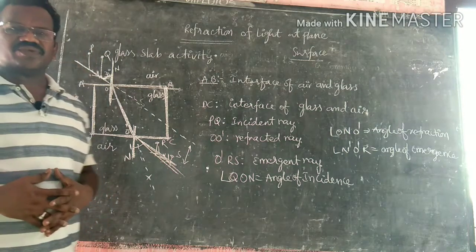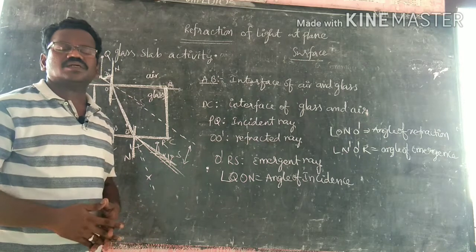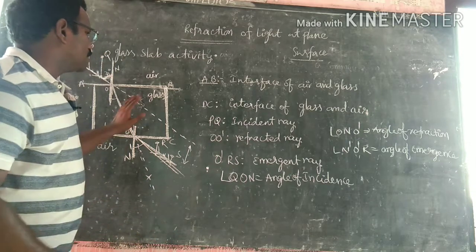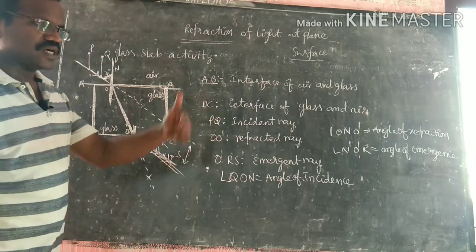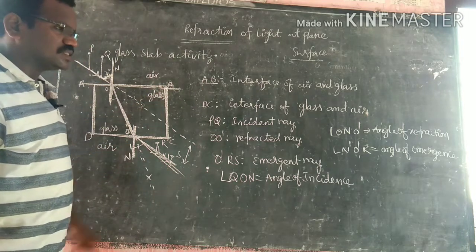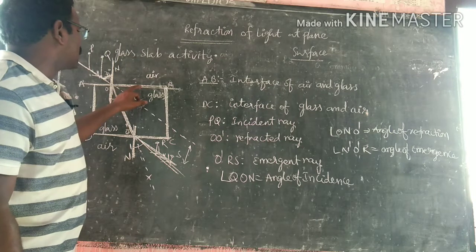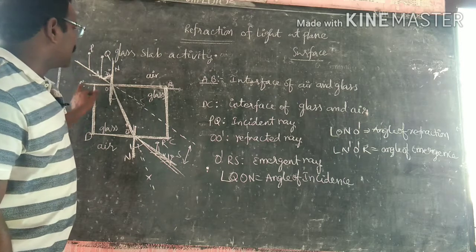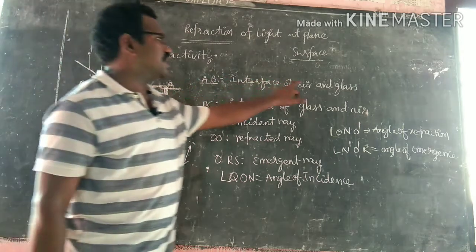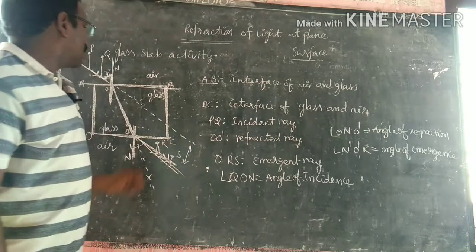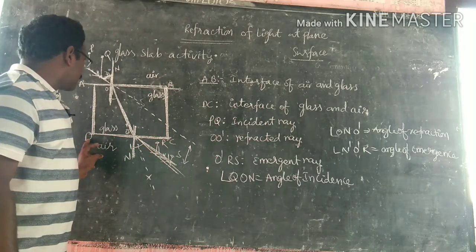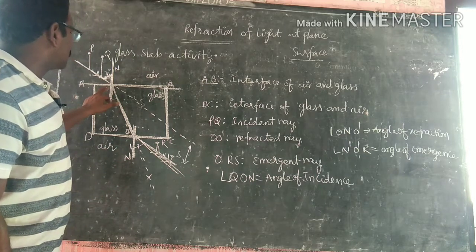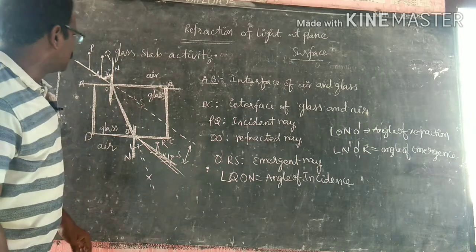In the last part of the video, we discussed the glass slab activity. In the glass slab activity, we placed the glass slab on the white paper, drew its boundary, and labeled the boundary of the glass slab as ABCD, where AB is the interface of air and glass, and CD is the interface of glass and air.